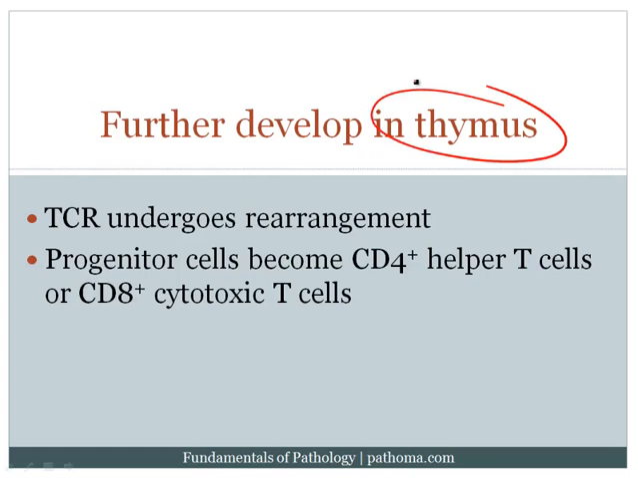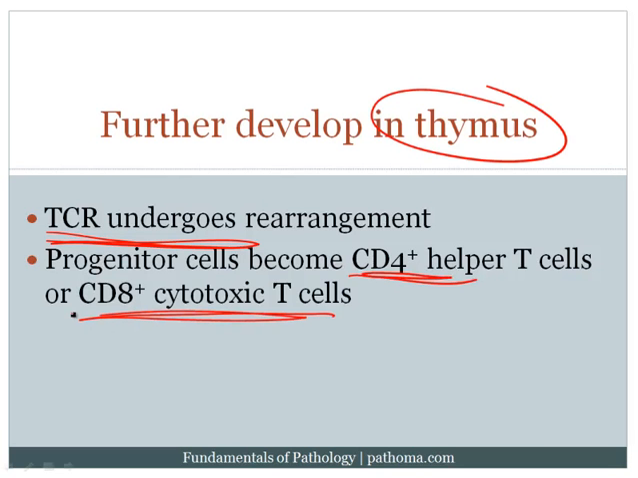Remember that it's in the thymus that they basically go to college. In the thymus, they learn how to undergo T-cell rearrangement, so their T-cell receptor, or TCR, undergoes rearrangement, and those progenitor cells become CD4 positive helper cells, or they can graduate and become CD8 positive cytotoxic T cells. All of this development normally occurs in the thymus.